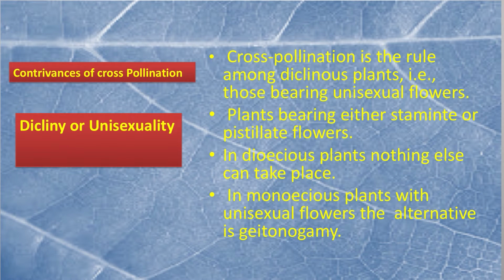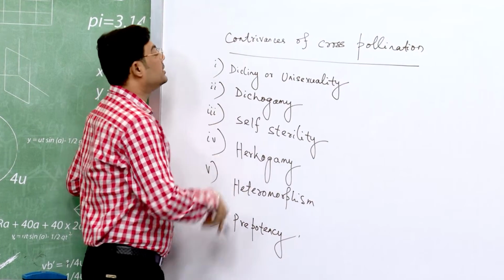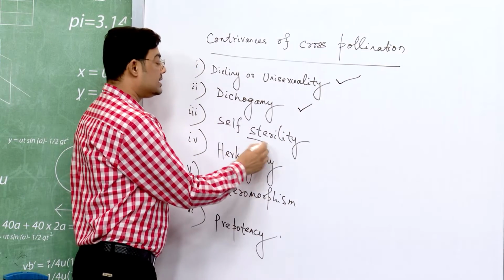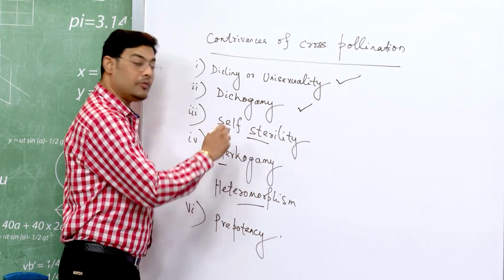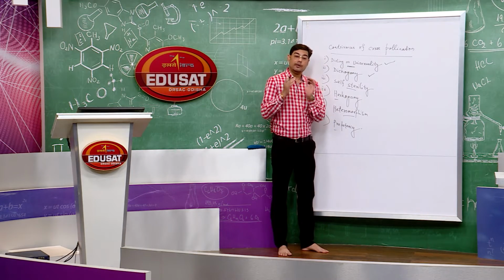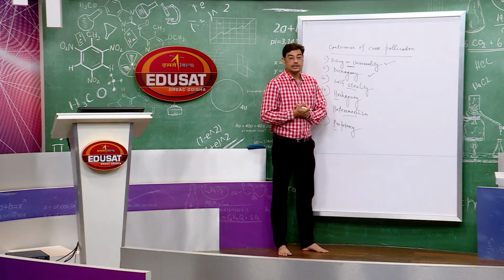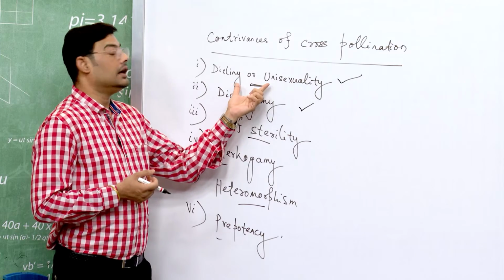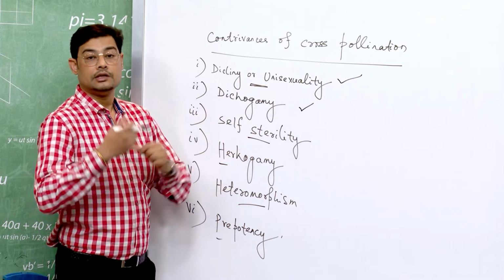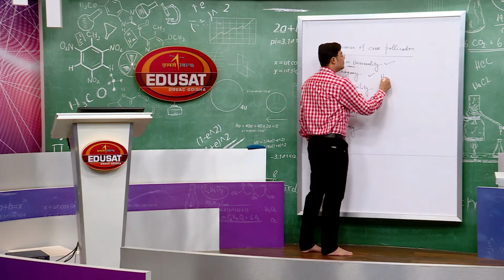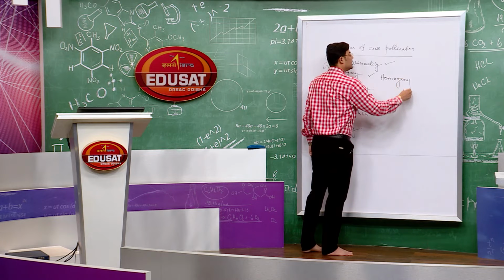Now, these are the contrivances of cross pollination. One is dicliny or unisexuality, the second is dichogamy, then self-sterility, herkogamy, heteromorphism and prepotency. Dicliny is just the opposite of hermaphroditism, which we have already discussed in self pollination, the bisexual condition. This is the unisexual condition, which is seen in some dioecious plants. Dichogamy is just the opposite of homogamy, which we studied in self pollination.